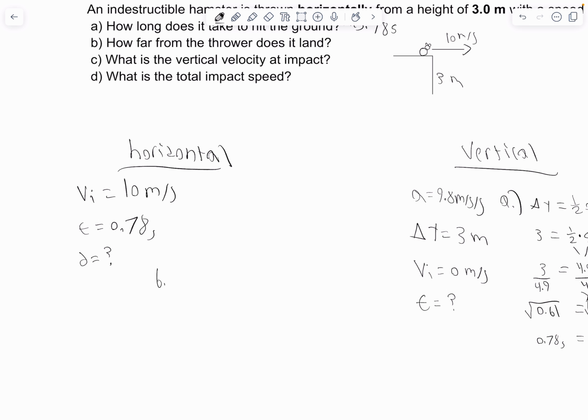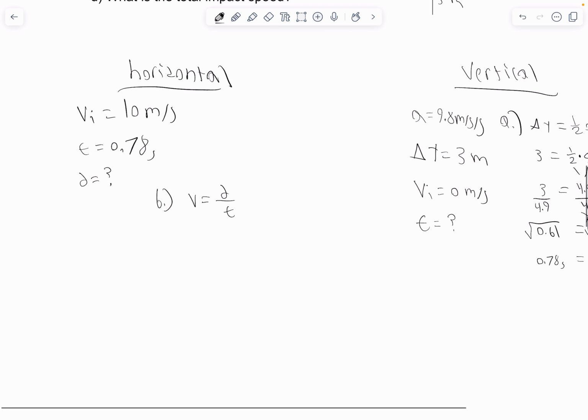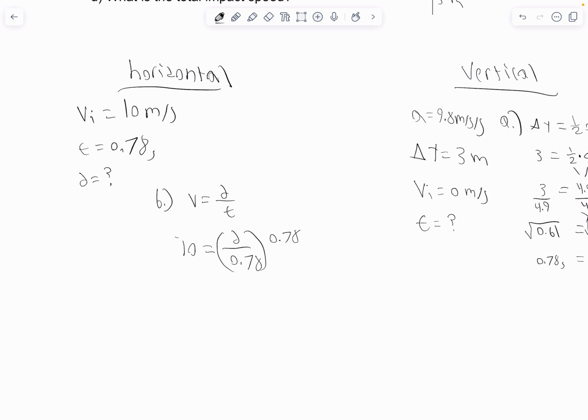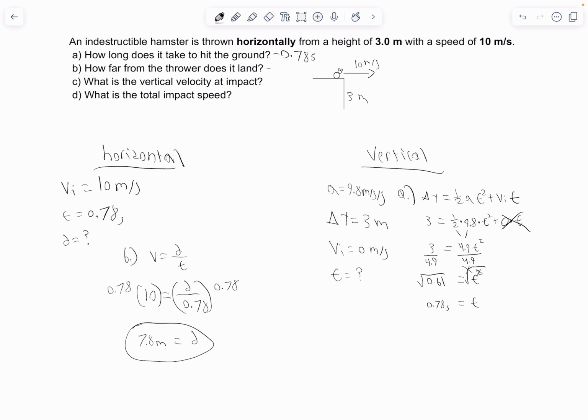So this would be for part B, velocity equals distance divided by time. So our velocity is 10, our distance is what we're trying to solve for, and our time is 0.78. So in order to get d by itself, we got to multiply both sides by 0.78. 10 times 0.78 is going to give us a distance of 7.8 meters. Ta-da! So we are done with part B. That is how far the hamster is going to land, 7.8 meters from where it started.